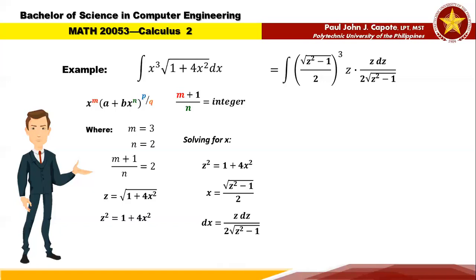And we all know that square root of 1 plus 4x squared is equal to z. And so we substitute z. dx is equal to z dz all over 2 times the square root of z squared minus 1. And so we substitute this expression to the given integrand.